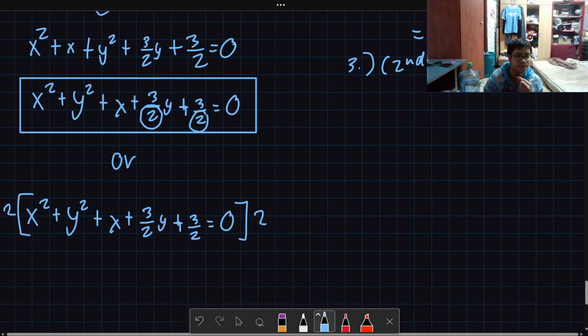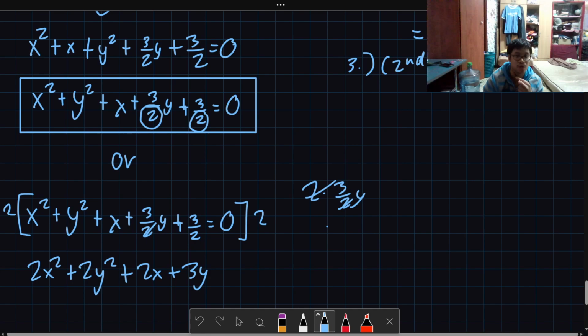So on the left, 2 times x squared is 2x squared. 2 times y squared is 2y squared. 2 times x, 2x. 2 times 3 halves of y, the 2's will be cancelled out, so you will have 3y. So plus 3y. And likewise, for multiplying 2 by 3 halves, the 2's will be cancelled, and what's left is 3. So you have plus 3.